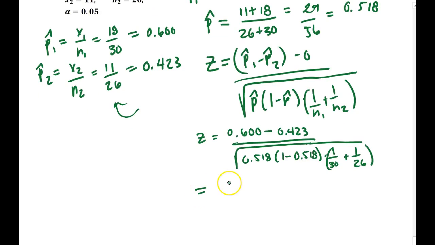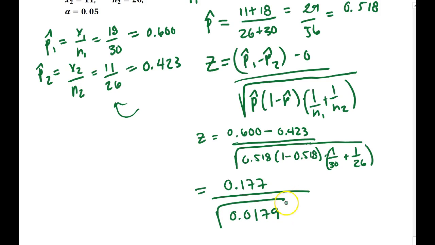So if we continue to calculate this, we get our numerator value to be 0.177, and we divide that by the square root of 0.0179. The stuff under the square root comes out to be approximately 0.0179. And then this is equal to 0.177 divided by 0.1338. This gives me a z-test statistic of 1.32. All right, so I'm not quite there yet. I've got my z-test statistic. Now I need to find the p-value.